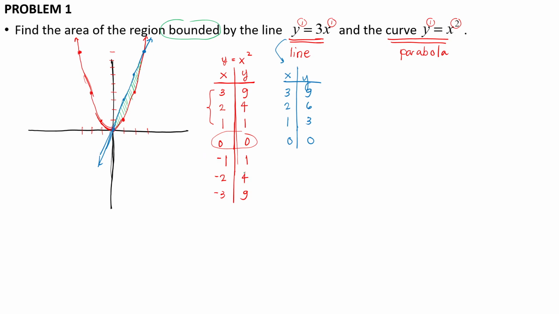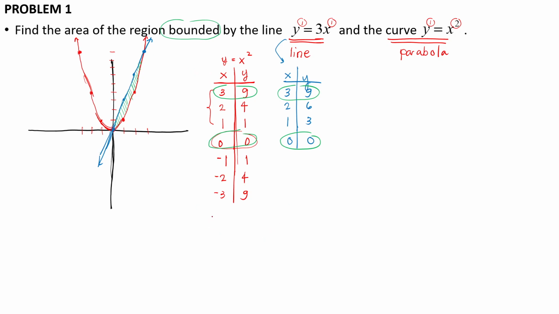Notice that their points of intersection are (3, 9) and (0, 0). These points of intersection will be important later in determining the limits of integration. Another technique, if you're going to do this in a quick manner and you don't want to put tables, because I think there's a limitation in this technique.